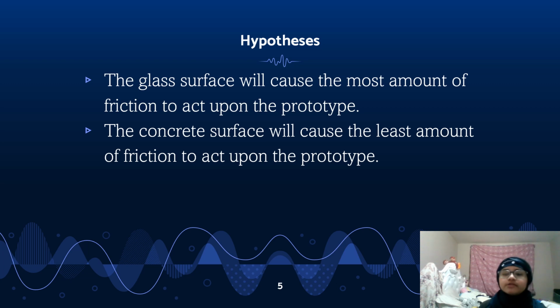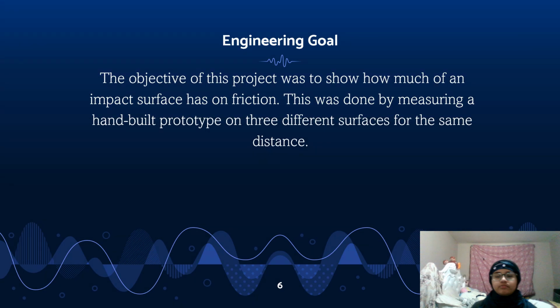Hypotheses. For my experiment, I had three different surfaces which I chose to measure: glass, cement or concrete surface, which is a road, and then wooden plank surfaces. I hypothesized that the glass surface would cause the most amount of friction on the prototype I was going to build, and the concrete surface would cause the least amount of friction upon the prototype I was going to build.